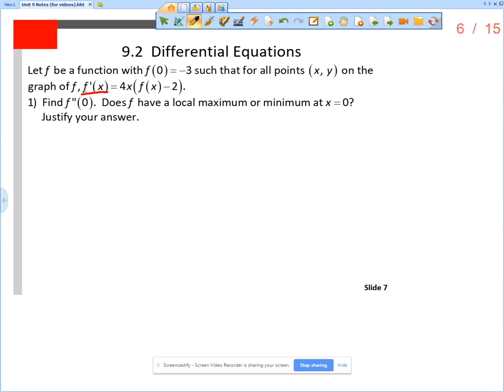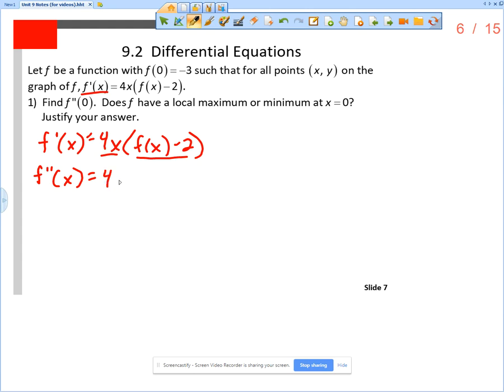All right, so this is actually pretty easy. We're just finding the derivative of this. So if f prime of x is 4x times f of x minus 2, we're going to find the second derivative. Now, first of all, you got to remember this is a product, so we're going to use the product rule. 4x times the derivative of f of x minus 2. Derivative of f of x is f prime of x minus 0, of course, and then plus f of x minus 2 times the derivative of 4x, which is 4. So this is f double prime of x.